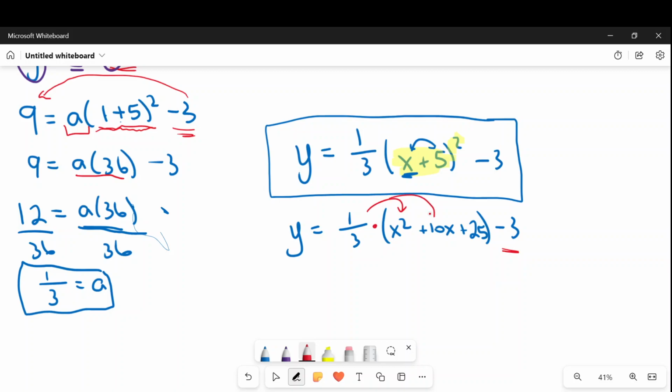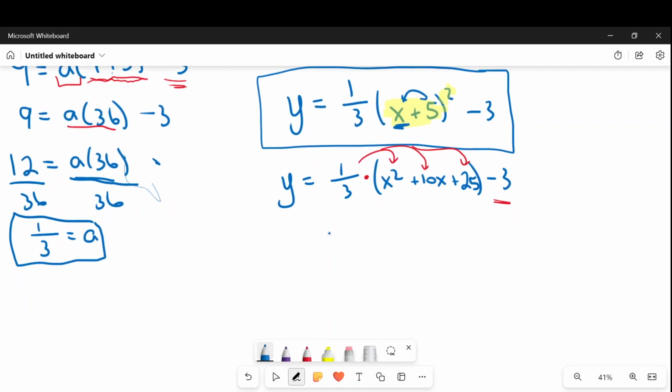So I'm going to multiply 1/3 in. And I know it's a fraction, but that's okay. We can handle fractions. Not much is going to happen other than just multiplying by a third. 1/3 times x squared is just 1/3 of x squared. 1/3 times 10x is positive 10 thirds of x. So 10 times 1, and then the divide by 3 is just divide by 3. Plus 25 times 1/3 is 25 times 1 over 3. And then that minus 3 wasn't in the bracket, so I didn't multiply.